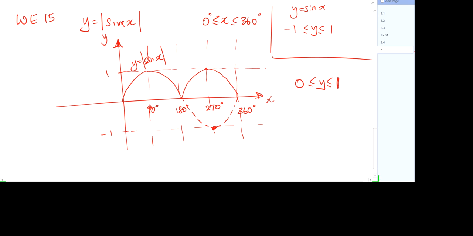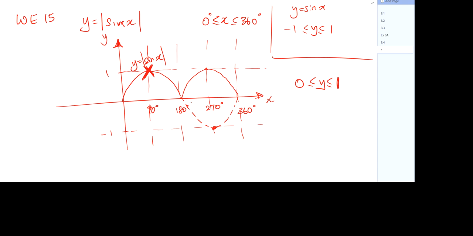So what are the angles that result in a value of 1, according to this new graph? What are the angles that give you a y value of 1? 90 and? Look carefully. 90 and 270, yes. Okay, compared to y equals sine x, we only have one value over here. y equals 1 when x equals 90. Okay, practice now 15.